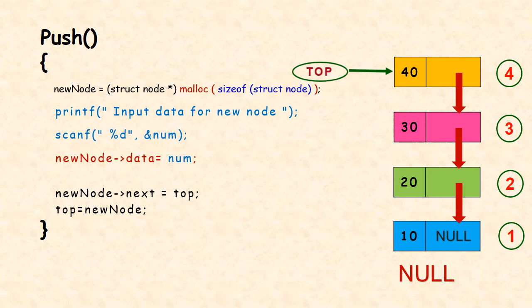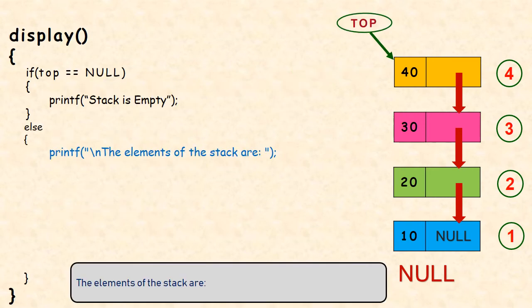Okay. Now let us say I want to display all these elements. In the bottom of this screen, you can see the place where output will be displayed. Okay. So I want to display like this. The elements of the stack are 40, 30, 20, 10. Because 40 is the topmost element that must be fetched first. 30 next, 20 next and 10 next. Because we always pick the elements from the stack from top only.